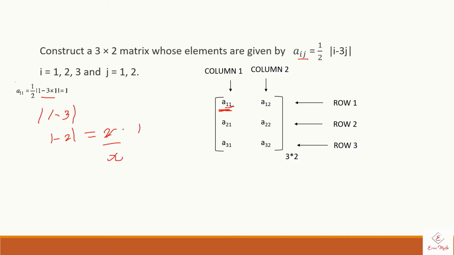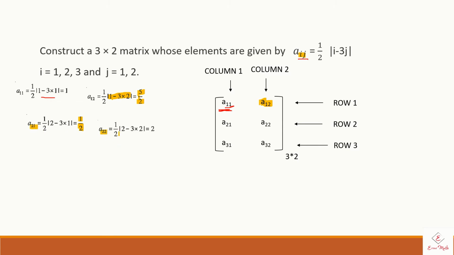2 divided by 2 becomes 1. Like this, for A12, i is equal to 1 and j is equal to 2, half into mod of 1 minus 6, which is minus 5, and coming out of the modulus sign it becomes 5 by 2. Similarly for A21 also the answer will be 1 by 2, substituting i is equal to 2 and j is equal to 1. For A22 it will be 2.